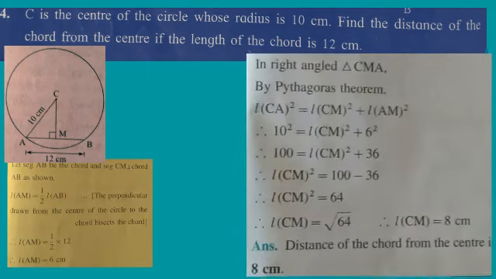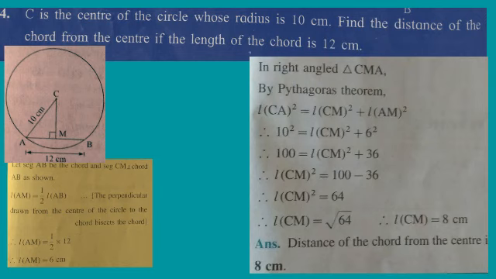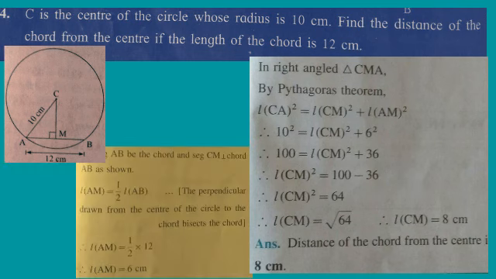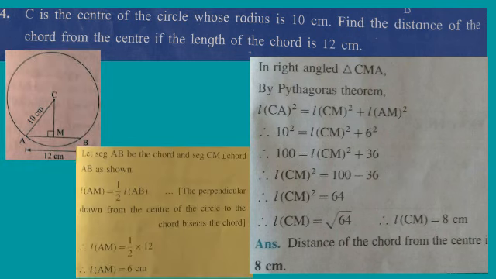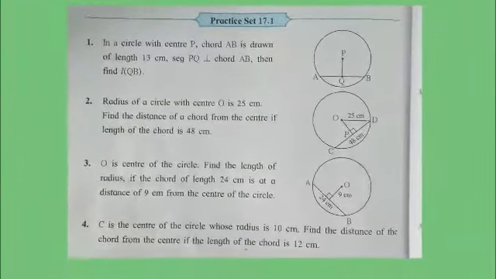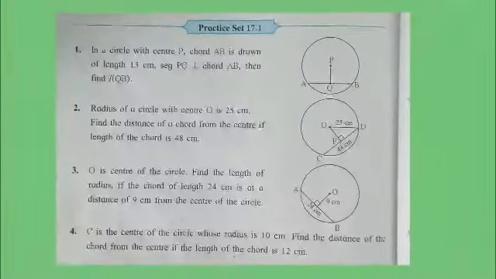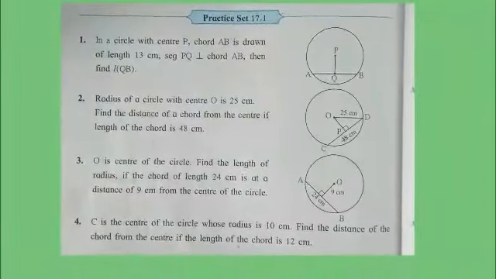Let's write the answer in words. The distance of the chord from the center is 8 cm. So students, this way the answer of question number 4 is over. You can take out the screenshot and write the answer very systematically in your classwork notebook. So students, this way our practice set number 17.1 is over. Don't forget to update your notebook.